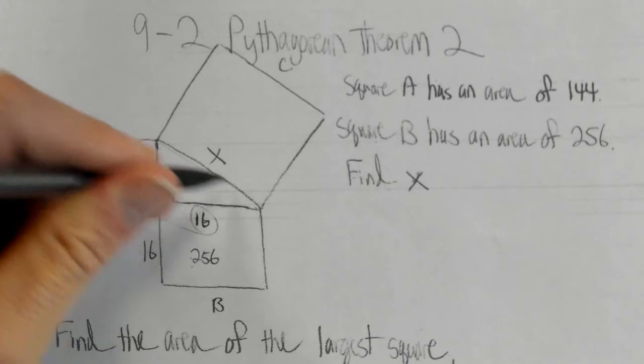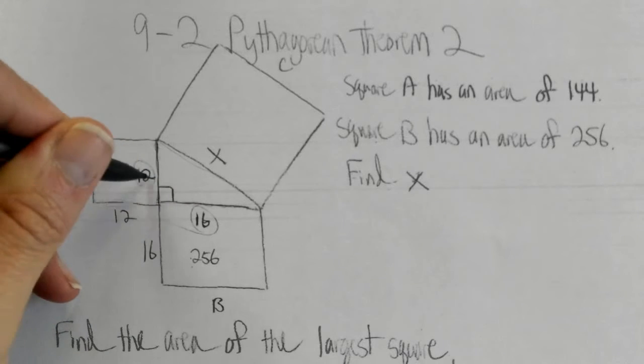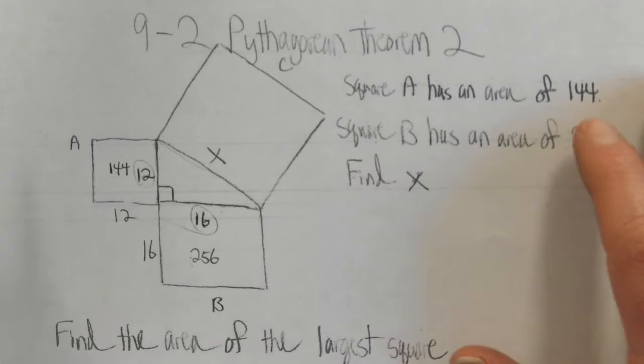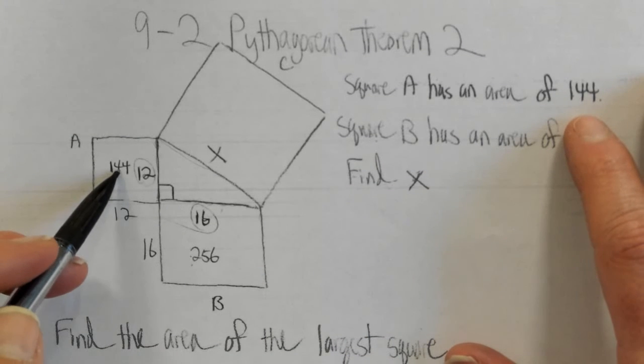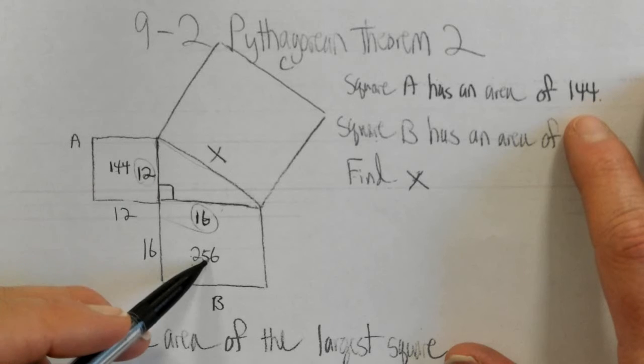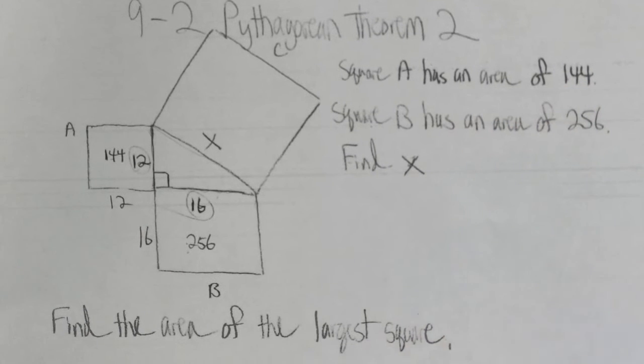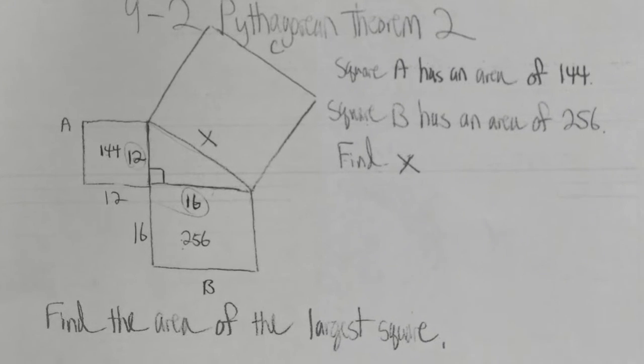Now I can use the right triangle here in the middle in order to set up the Pythagorean theorem and solve for x. So the key is recognizing that 144 equals 12 times 12 and 256 equals 16 times 16. So if we know that, then we're in good shape.